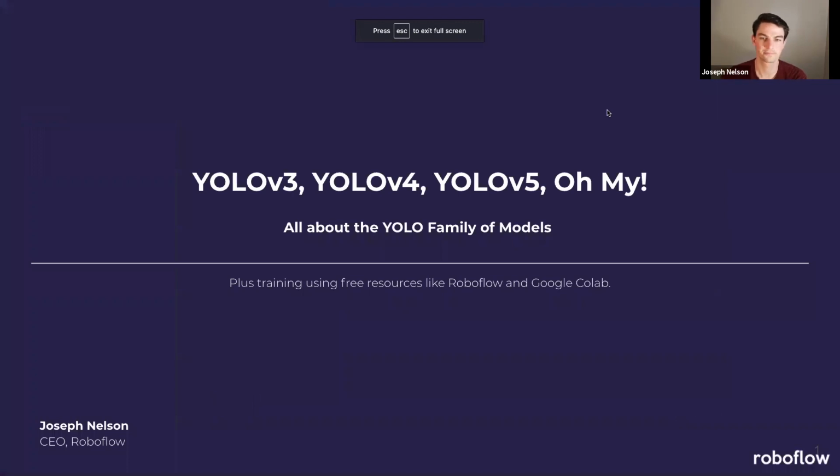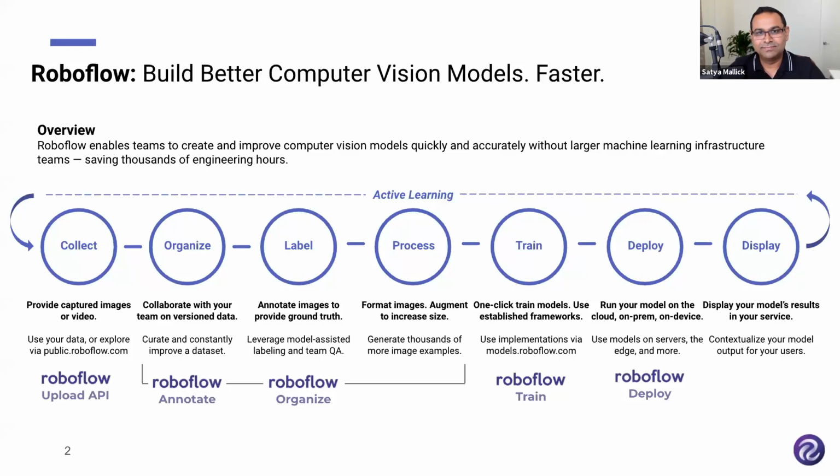How are we looking? Oh, great. So before we dive into just the YOLO family of models, I want to zoom in on which part of the computer vision process we're talking about today. As you know, when you build and train a vision model, there's a lot of steps involved, everything from collecting your data, organizing your data set, annotating your images, pre-processing and preparing your data, training your model, deploying that model, and then displaying results and closing that active learning loop so you can do that on an ongoing basis.